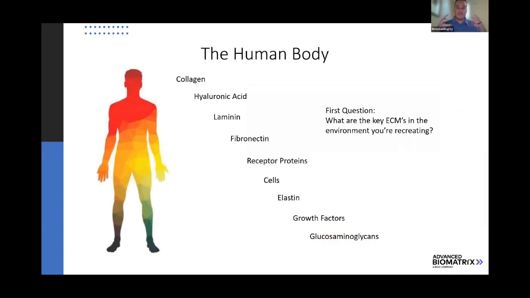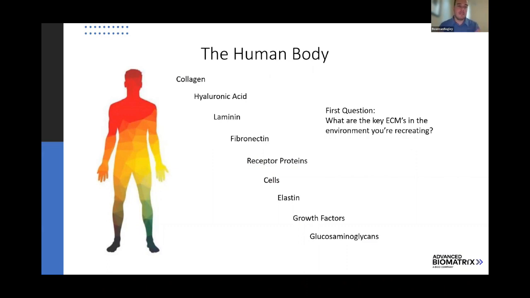So the first question, and I'll get back to that in a second, but focusing on the extracellular matrix, these proteins and sugars are critical for cellular adhesion, communication, migration, differentiation, countless other functions. The most abundant protein in the body, as you all know, is collagen. The most abundant glycosaminoglycan is hyaluronic acid. I put those at the top because they're the two most prominent and most widely used. Laminins right there, fibronectin, and there's all sorts of other receptor proteins and cells and growth factors.